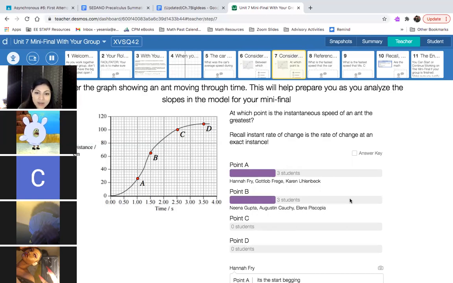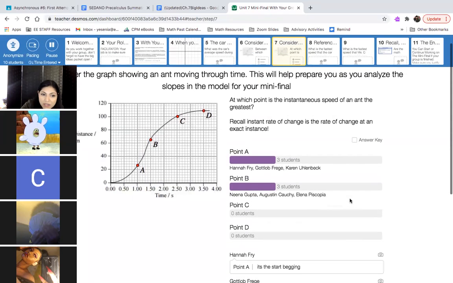When is that? And I put, recall, instant rate of change is the rate of change at an exact instance or moment. So that means at an exact point, where the speed of the ant is the greatest. How we can figure this out is I'm going to start drawing lines again. But this time I'm going to draw the line only on a point, because instant rate of change means 1 exact point in time. So I'm going to draw a line that is close to the behavior of the actual curve, if that makes sense. I'm going to draw this line going through this point, showing its behavior near the point.